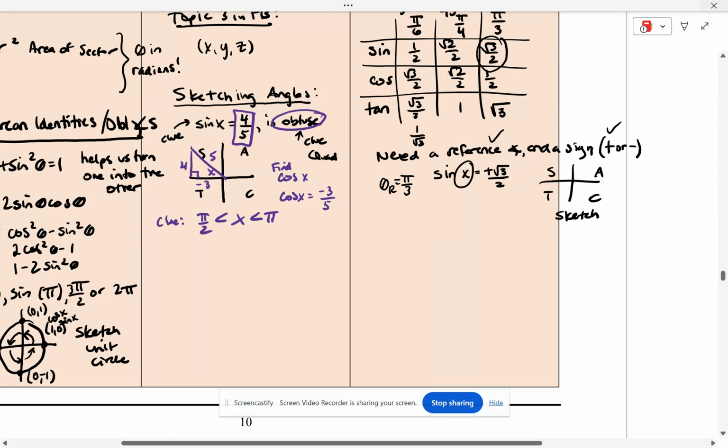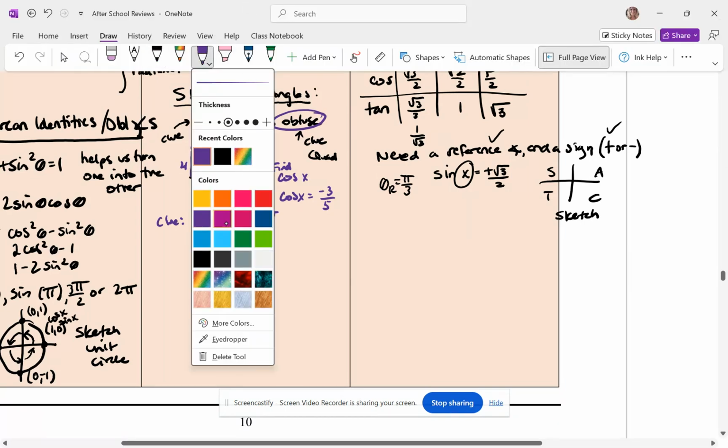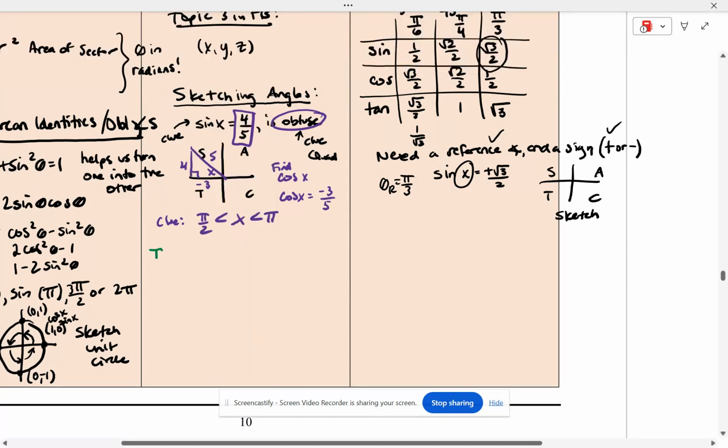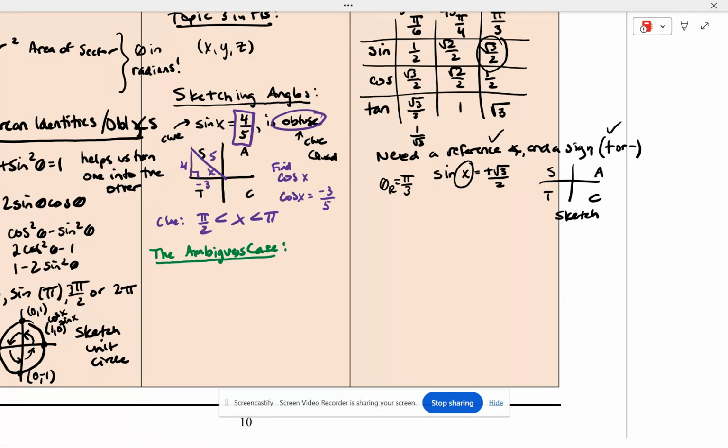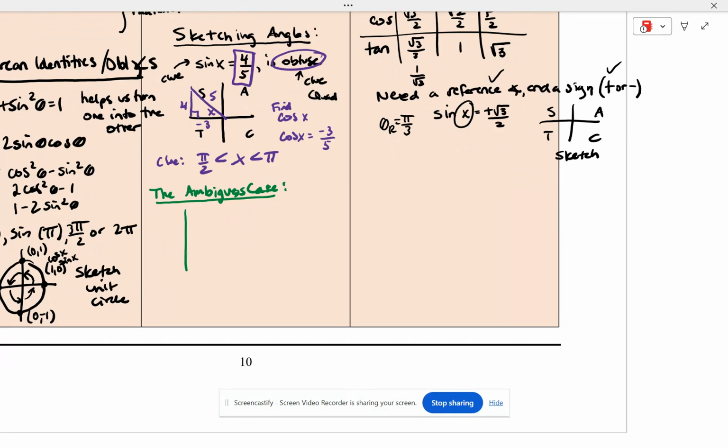The ambiguous case. You hear that? Alexis does not like this one. Well, where does the ambiguous case arise from? The ambiguous case arises from the fact that sine is positive in 2 quadrants. Okay? So, things to remember about the ambiguous case is we have 2 places where sine is positive.